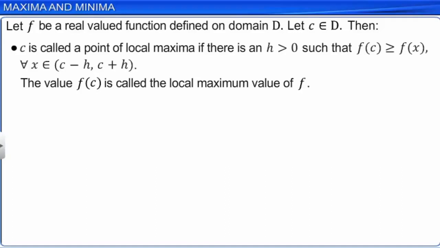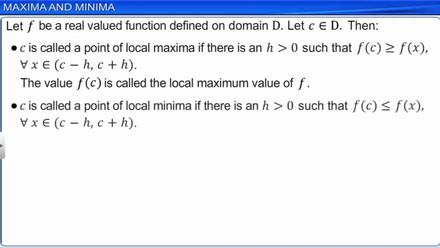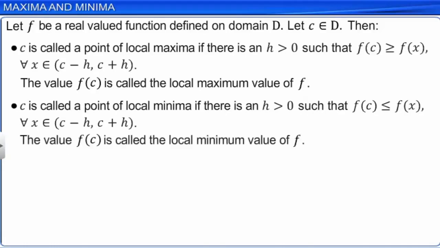Also, c is called a point of local minima if there is an h greater than 0, such that f(c) is less than or equal to f(x) for all x in the open interval (c - h, c + h). The value f(c) is called the local minimum value of f. Let us now understand the concept of local maxima and local minima graphically.